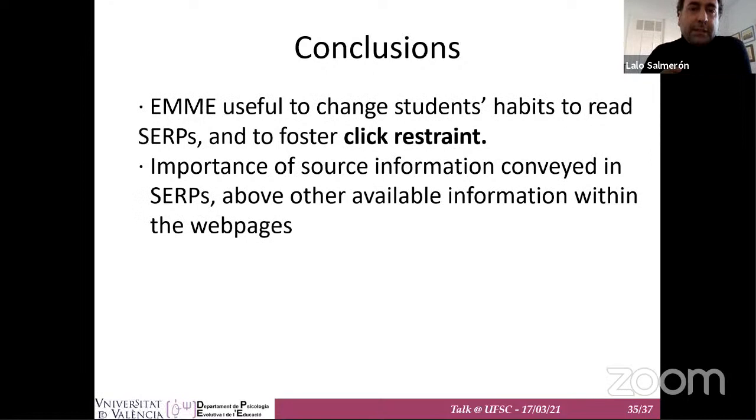So we can conclude that these M's are a useful instructional technique to foster information evaluation on the internet, and particularly to foster this strategy of click restraint. And all this data also makes it clear that when we speak about information evaluation on the internet, we should definitely pay attention to how students process Google information, so this search information. Not all studies take into consideration this aspect, which is essential whenever we learn from the internet. Many studies just only look at what happens once you're in. And as we saw, this initial step is even more important in this case.